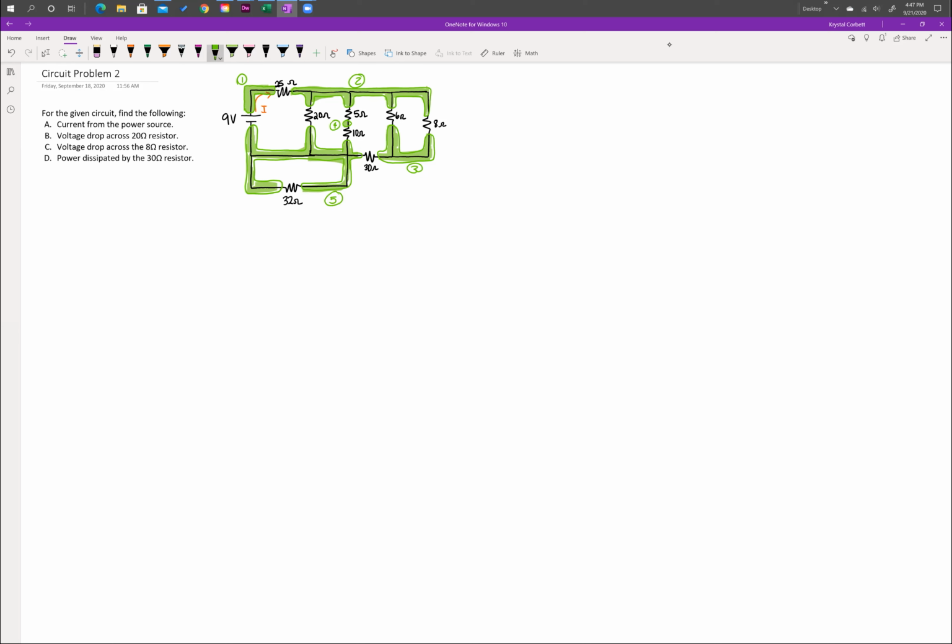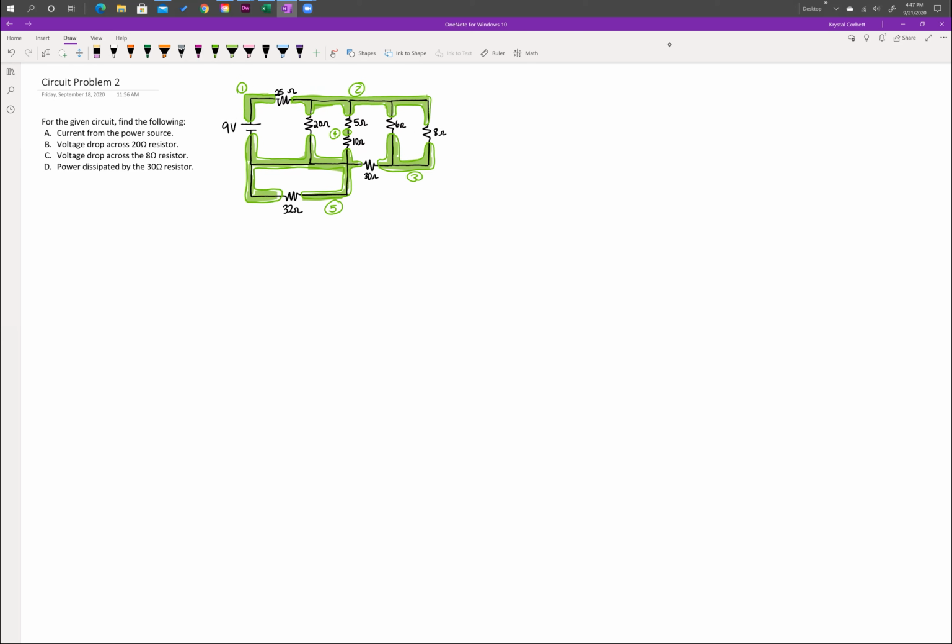Once you have your nodes identified, you can use that information to help you understand how current is going to flow through the circuit, where it's going to split. When it splits, it's in parallel, and where it's going to remain the same as it moves through circuit components, it's in series. If we think about current coming from the power source, it's going to pass from node 1 to node 2 through that 25 kilo ohm resistor.